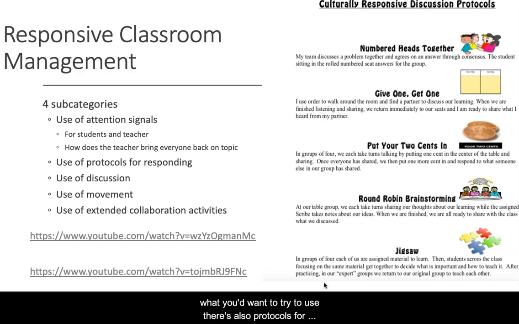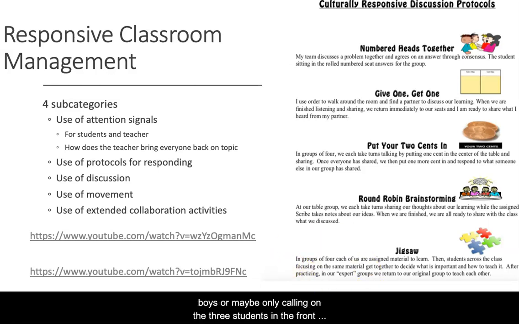There's also protocols for responding. Something you want to make sure of when you are calling on students in your classroom is that you're randomly calling on them and that you're not always calling on the same students. Students might start to feel like they're getting picked on. They might notice that you're only calling on the girls, or you're only calling on the boys, or maybe you're only calling on the 3 students in the front row.